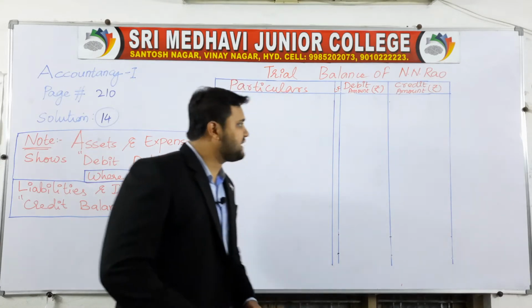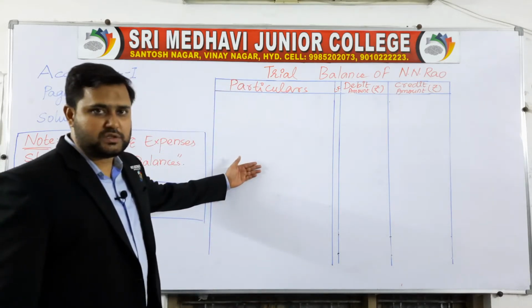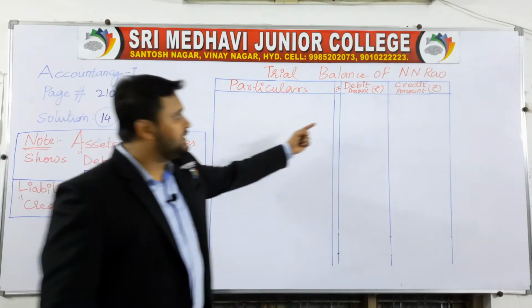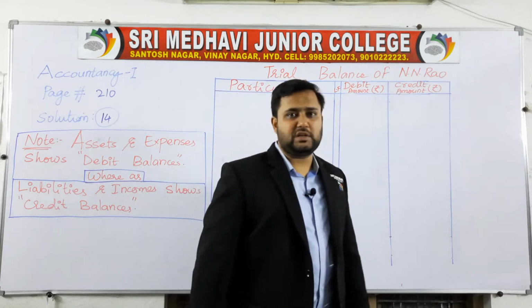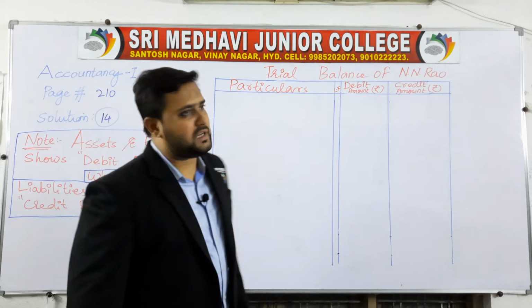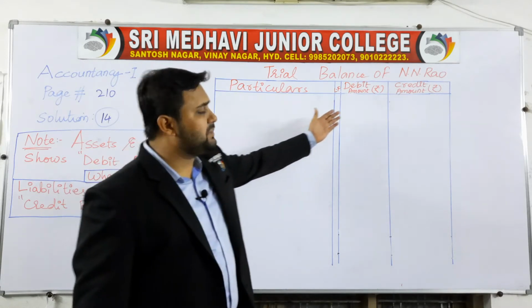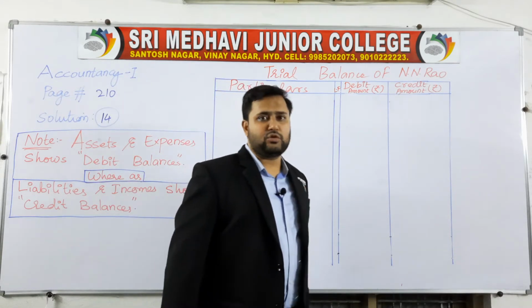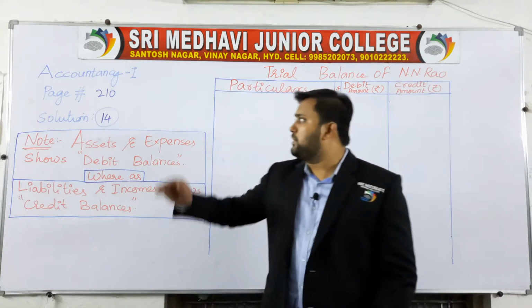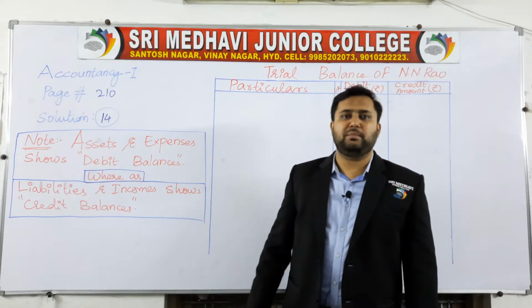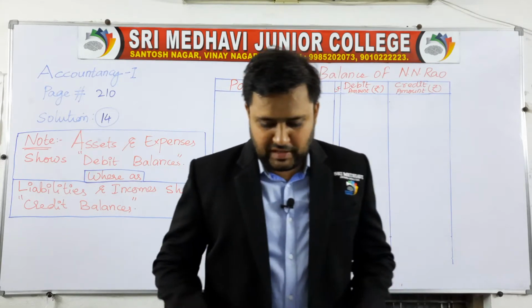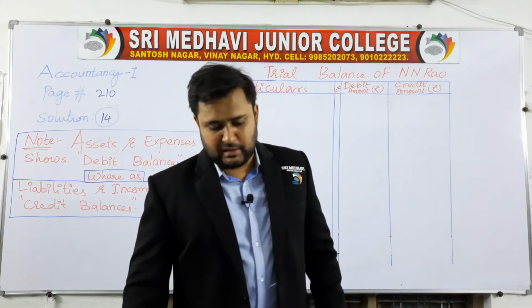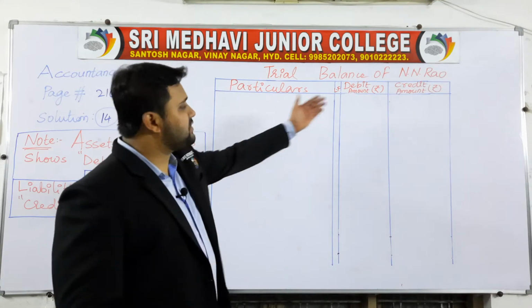A trial balance consists of 4 columns: particulars, LF, debit amount rupees and credit amount rupees. Let's see problem number 14, which is on page number 210. Prepare trial balance of N and Rao from the following.